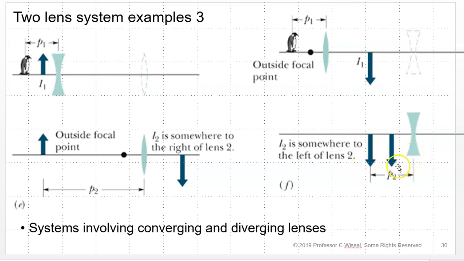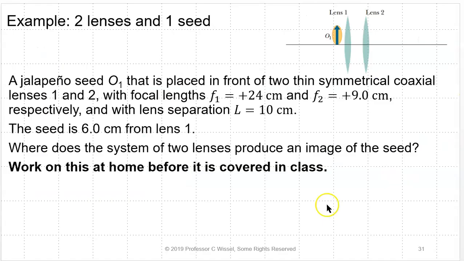And by the way, this is one of the only ways you can get an upside down image out of a concave lens. You have to have another lens to make that work, or a mirror. Okay, so we have two lenses and one seed, a jalapeno seed, placed in front of two thin symmetrical coaxial lenses. Coaxial means they're on the same axis.